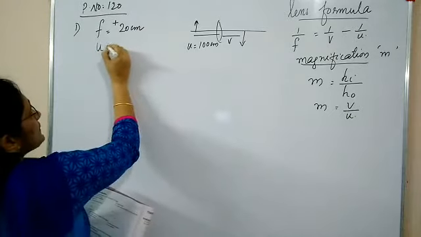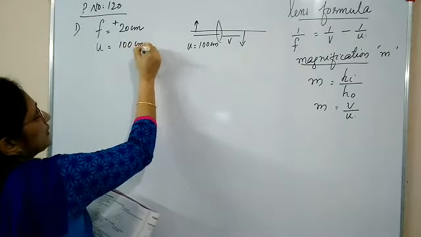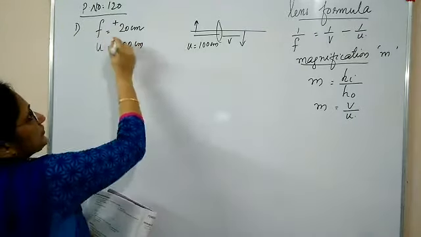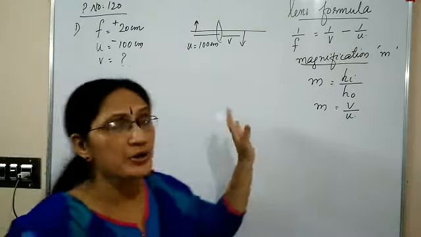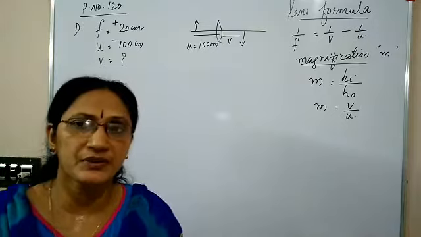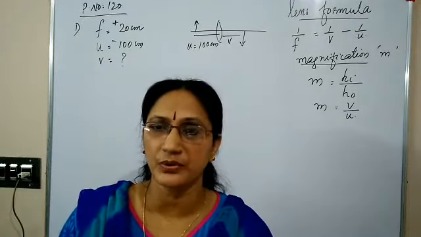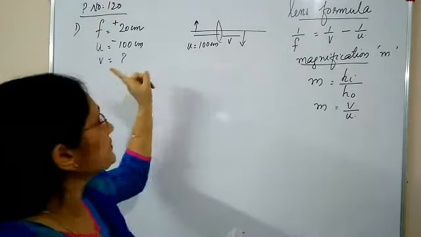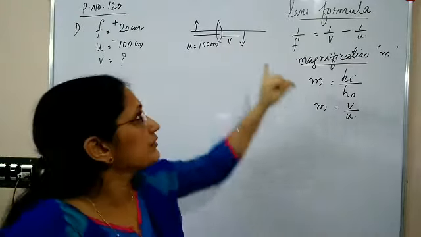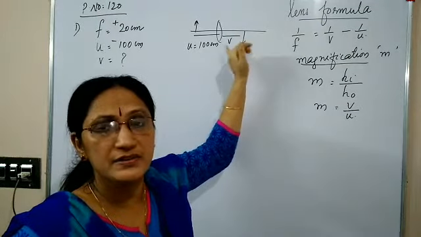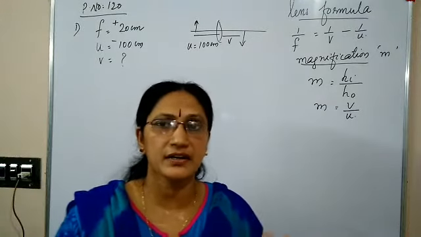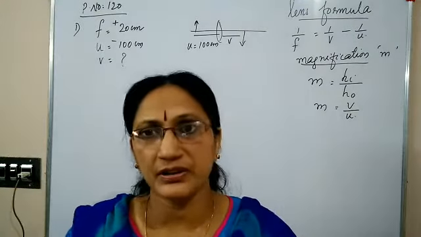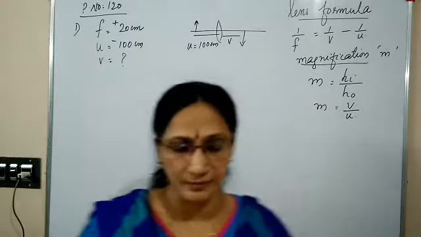So U is 100 centimeter. Give it a sign. It is negative, and V you have to find out. And remember, unknown terms you should never give a sign. It is a very important point to remember. For unknown terms you should never give the sign. Even if you know the sign, here the sign will come positive, but you should not give it. You should never assign a sign for unknown terms.